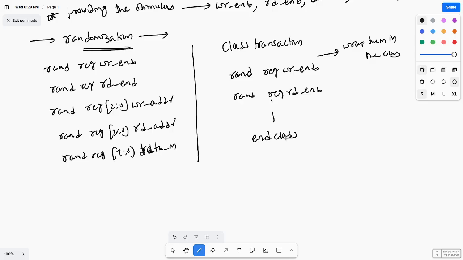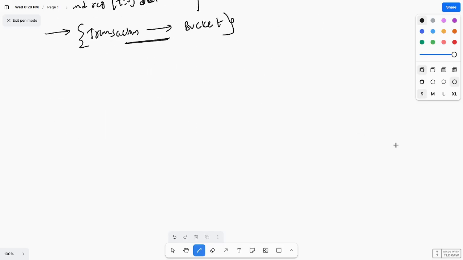So what is this transaction class? It is not involved in the test bench hierarchy. It is a standalone class. The transaction class is like a bucket, holding all these variables. That is a transaction class. Next, you initialize all these variables in the class by using randomization.